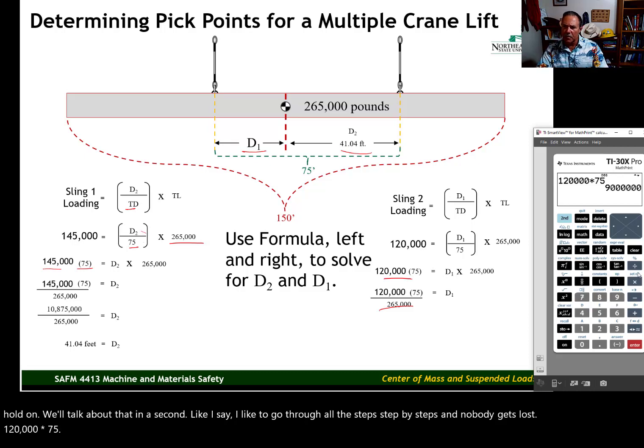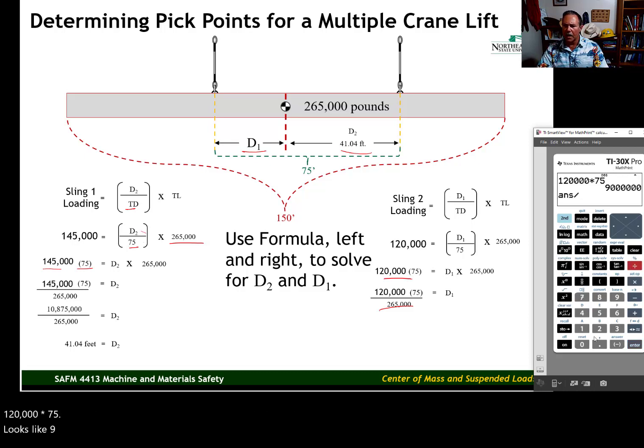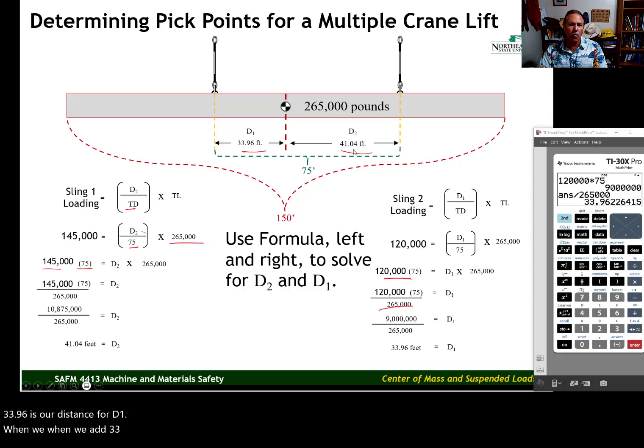Looks like 9 million divided by 265,000. 33.96. 33.96 is our distance for D1. When we add 33.96 to 41.04, we come up with 75 feet for that total distance.